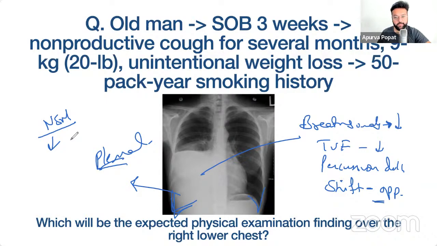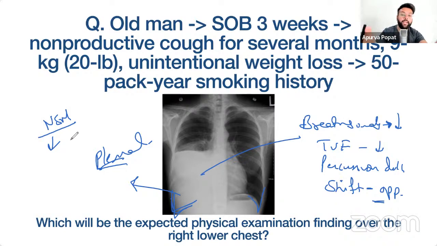Next step in management? What are you going to do for this pleural effusion? Will you give diuretics to this patient? No. Why? You give diuretics when you are suspecting heart failure, and then the patient will have bilateral pleural effusions. This patient has unilateral pleural effusion, weight loss, and smoking history, so probably malignancy.